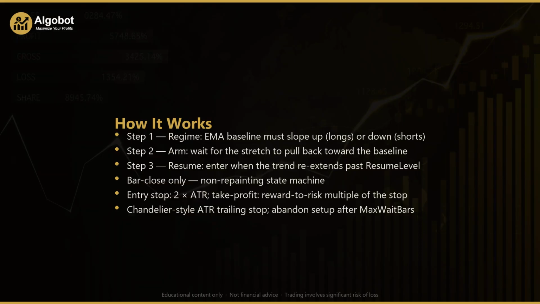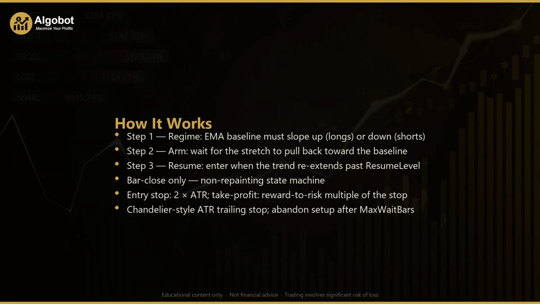The second step is ARM. While the regime holds, the strategy watches the stretch, that volatility normalized distance from the baseline. When price pulls back toward the baseline so that the stretch falls to at or below the pullback depth, which defaults to 0.3 ATRs, the setup becomes armed. In an uptrend, that's a dip back toward the moving average. In a downtrend, it's a rally back toward it. This is the reset the strategy is named for.